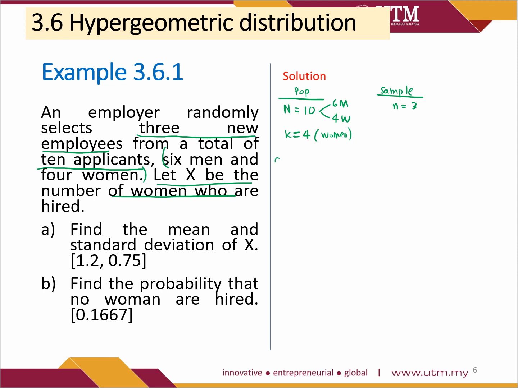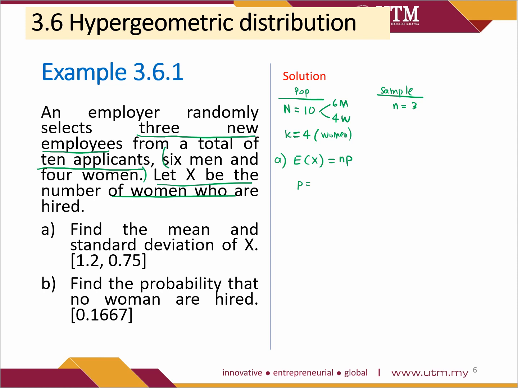Alright, so for A, we need to find the mean. So E(X), refer to the formula, the expected value is equal to np. So we need to find what is our p. p is the probability of success, which is probability of women hired.